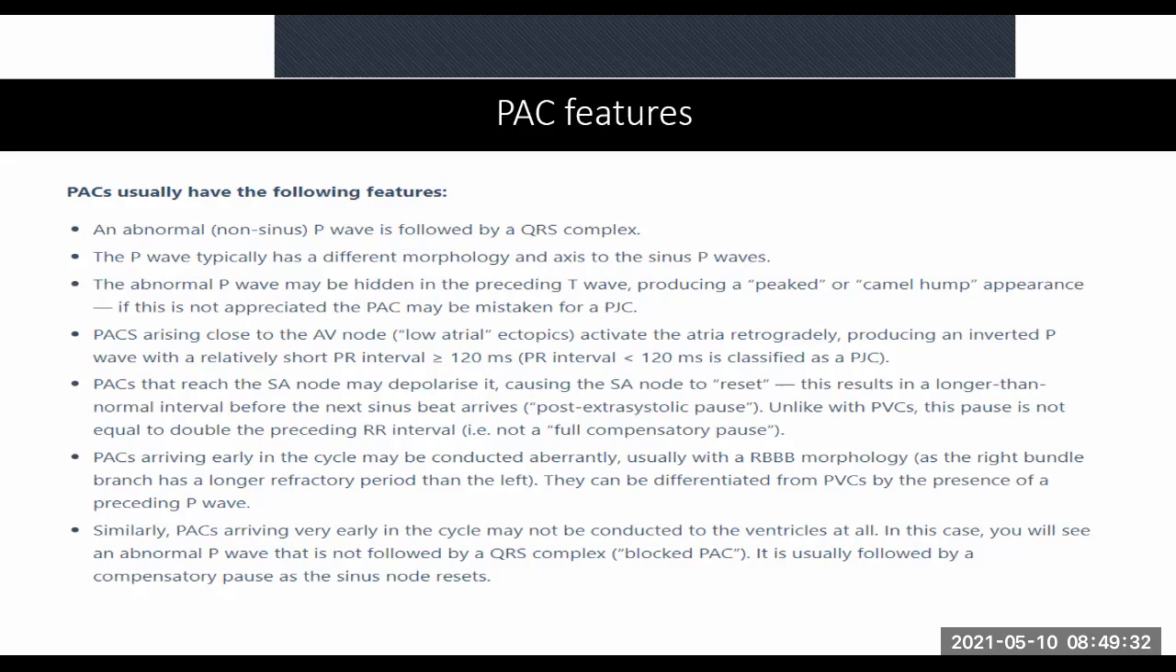The abnormal P wave may be hidden in the preceding T wave, producing a peaked or camel-hump appearance. This is not appreciated. The PAC may be mistaken for a premature junctional contraction, that's if you're a cardiologist. PACs are arising close to the AV node.